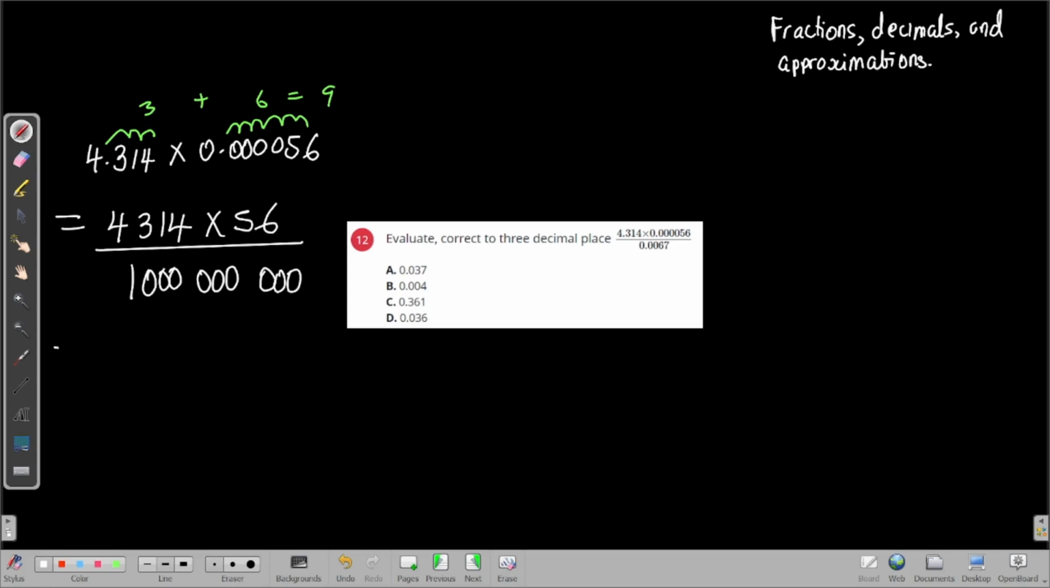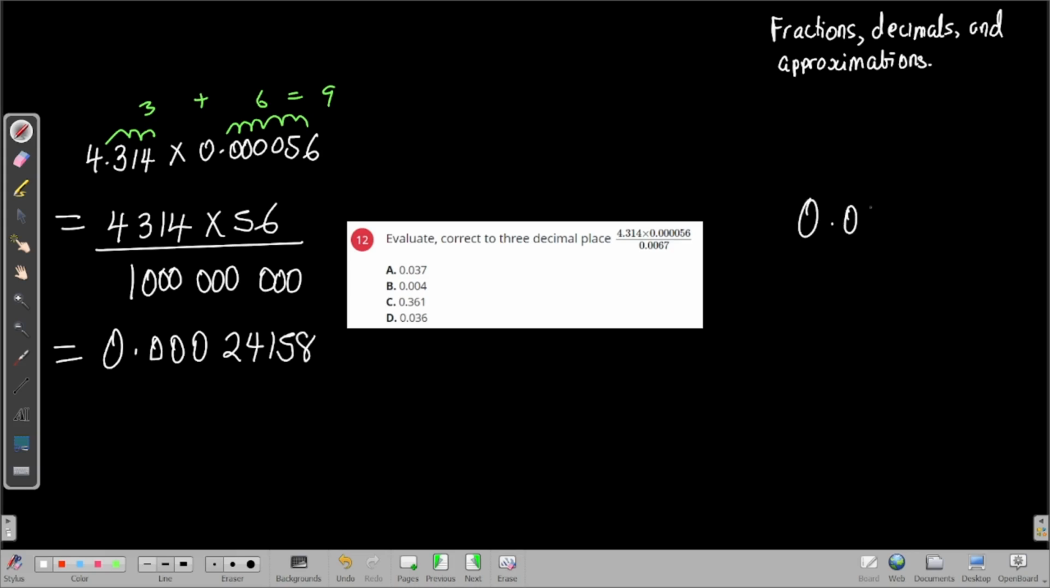So you have to add 9 zeros. Okay, so you check your calculator. This is a very, very long step, so just use a calculator to evaluate all that. So this will give me 0.00024158. So that's the numerator.